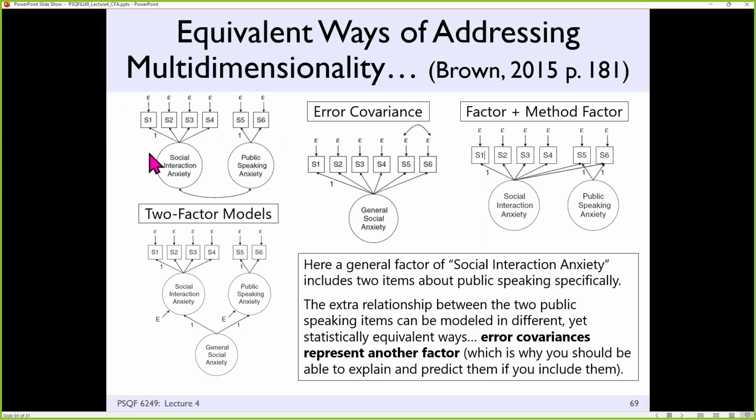So one way to do that is 2 factors. That's what I just did. Another way to do that would be to keep the single factor, but let the residual errors of those 2 items have an additional relationship.